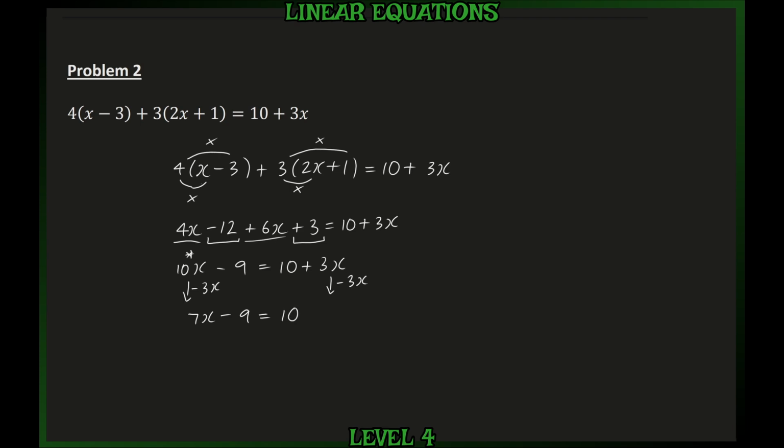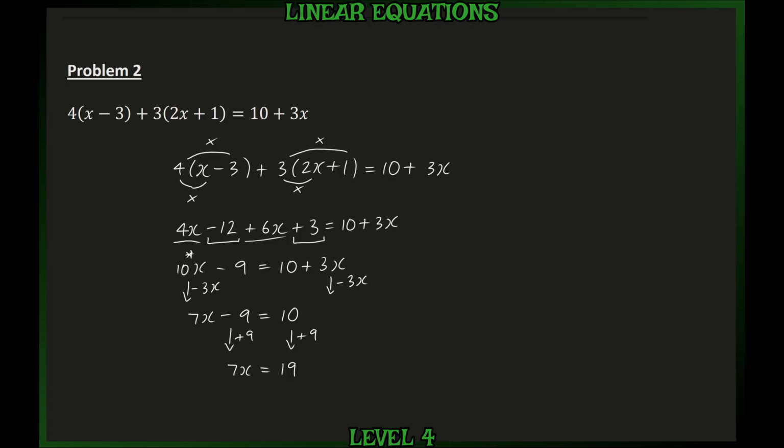We now need to remove the minus 9 from the left, and we do this by adding 9. We can do the same on the right. So on the left, the minus 9 and the plus 9 becomes 0, so we're just left with 7x, and on the right, 10 plus 9 is 19.